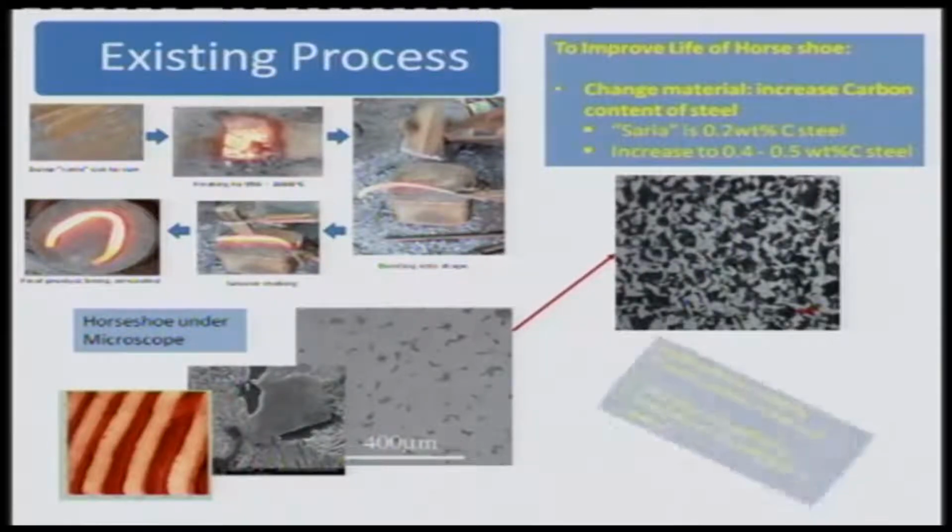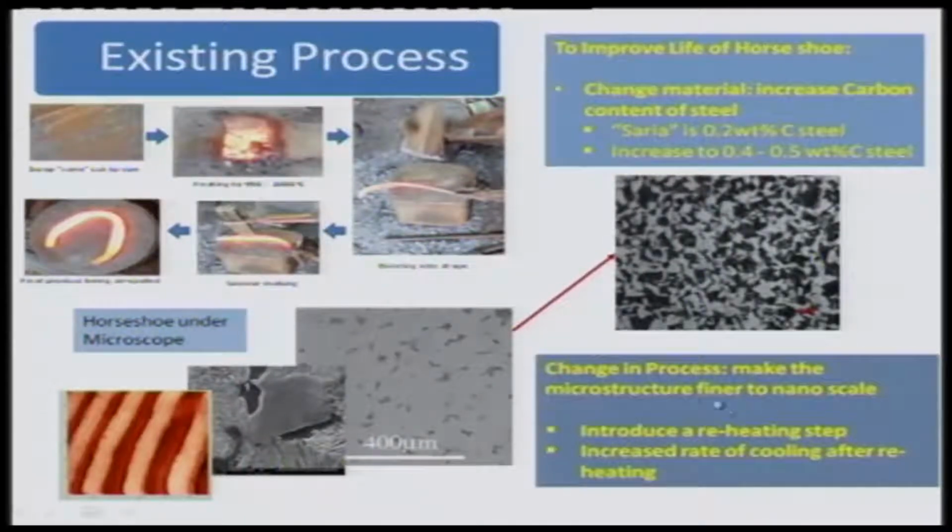In addition, or alternatively, one can make some changes in the process. When we studied this process, we found that it was producing non-uniform heating, so that the properties varied all along the horseshoe, and in fact the horseshoe would wear out at the point where the properties were a minimum.